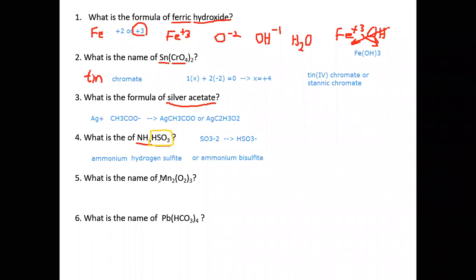Next, we want to know what's the name of Mn2(O2)3. Now this is interesting here because this is not a so common anion, but the cation is manganese. Now the anion is O2 2 minus. And this is one of the few cases where oxygen doesn't have a -2. But when you see the polyatomic ion O2 2 minus, this is peroxide.